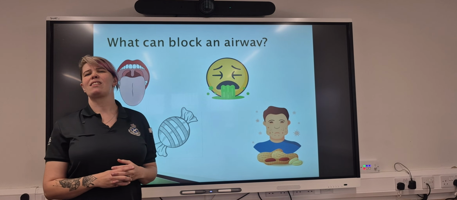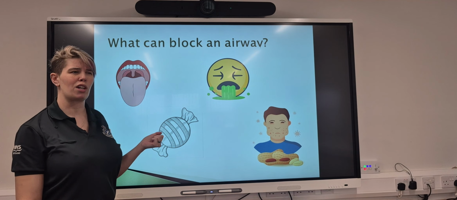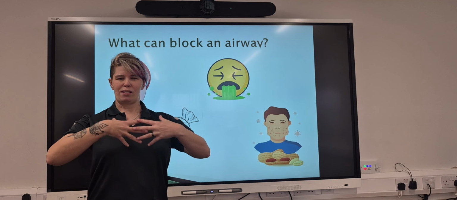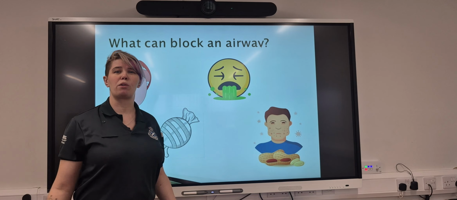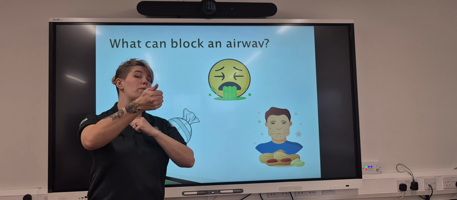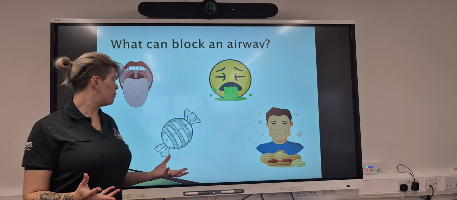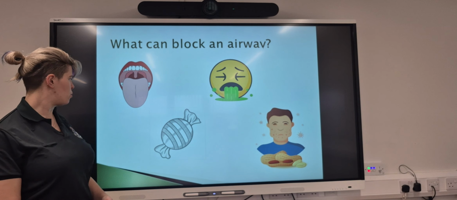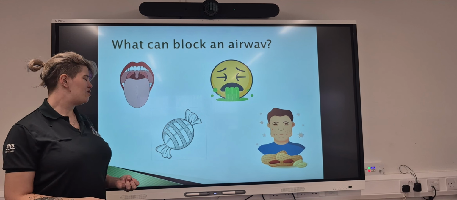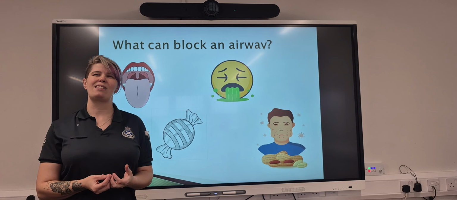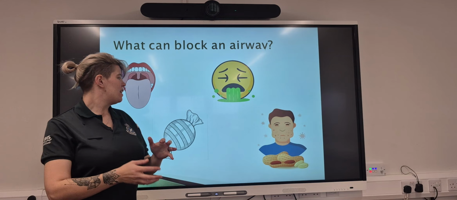Vomit is another common thing that we see. So again, somebody falls unconscious, everything around the abdominal region relaxes, and the contents of the stomach come up, and when you open the airway you'll tend to find that you've got quite a lot of vomit in there as well. Sweeties are quite a common one, particularly with kids. They're just the right size for blocking the back of your throat.